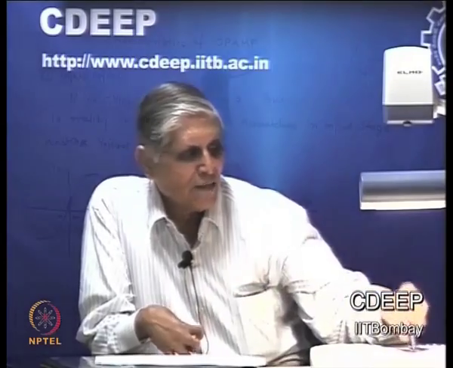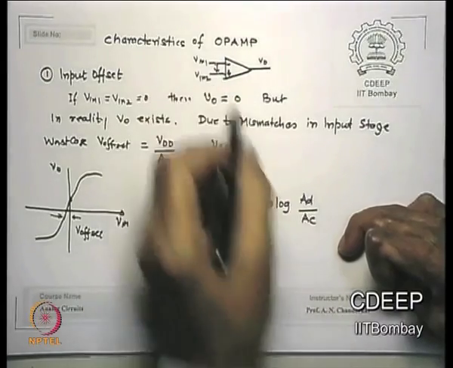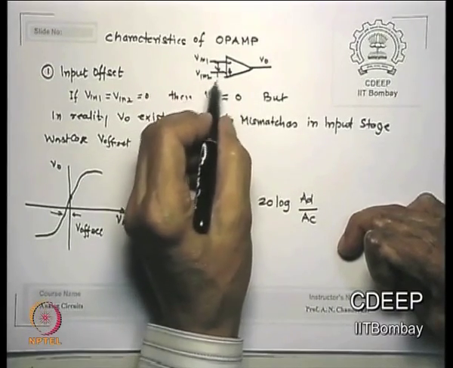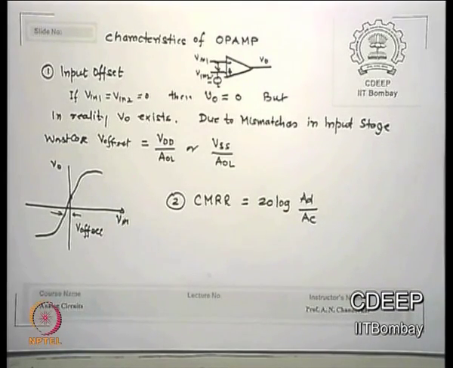So, how do I get rid of that? Let us say it is plus and minus. If there is an offset here, I should put in this or this plus some opposite offset voltage here, which will actually cancel the offset on the other terminal. Is that clear? Let us say the offset is plus 10 millivolts. So, I apply minus 10 millivolts at the input. So, 10 minus 10 is 0.